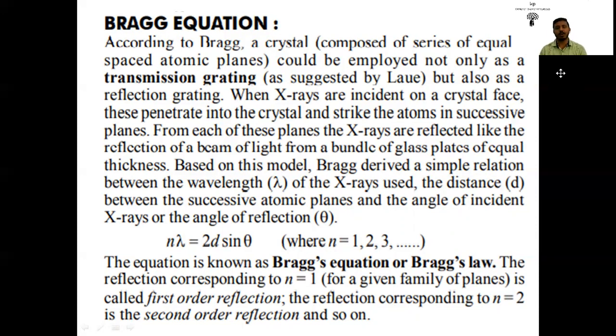According to Bragg's equation, n lambda equals 2d sine theta, where n is a whole number integer 1, 2, 3, etc. This equation is known as Bragg's equation or Bragg's law. The reflection corresponding to n equal to 1 for a given family of planes is called first order reflection. If the reflection corresponds to n equal to 2, then it is second order reflection, and so on.